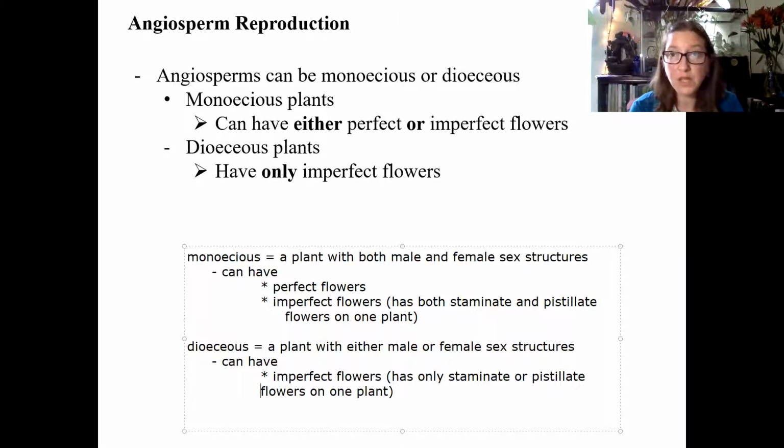So if you're a monoecious plant, you're a plant that has both male and female sex structures on one plant. And those sex structures could either be in a single flower, perfect flowers, or in two flowers, both types of imperfect flower on one plant. You're still monoecious. Dioecious plants can never have a perfect flower on them, because if they had that, they would be a monoecious plant. They can only have imperfect flowers on them, and they can only have one type, either the male bearing flowers, staminate, or the female ones.